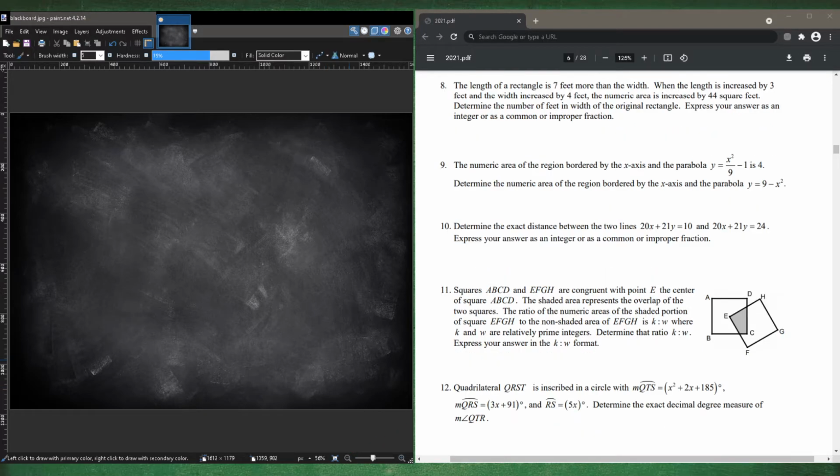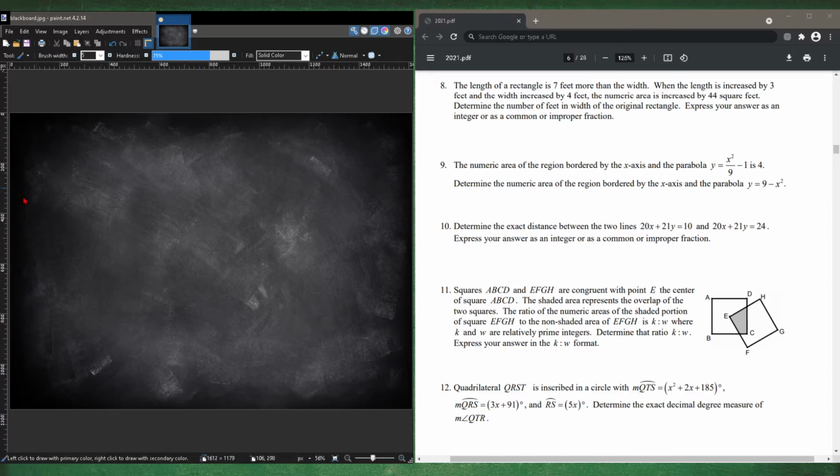Now number 11. Square ABCD and EFGH are congruent with point E, the center of the square ABCD. The shaded area represents the overlap of the two squares. The ratio of the numeric area of the shaded portion of the square EFGH to the non-shaded area of EFGH is K to W. So determine the ratio K to W.